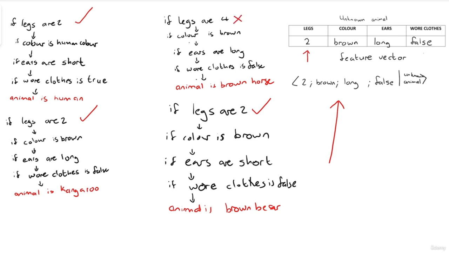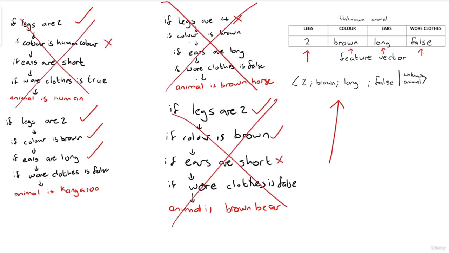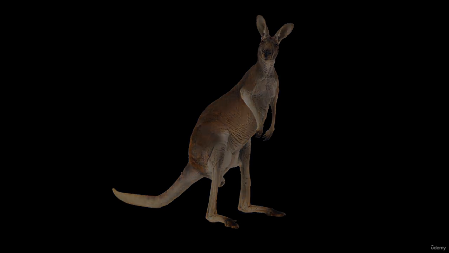Similarly, it cannot be a brown horse or brown bear as it does not meet the requirements for those classifications either. This leaves the unknown animal possibly being a kangaroo. When the unknown animal's features are passed into the system, it shows that it meets the requirements of being classified as a kangaroo, in that the unknown animal has two legs, is brown, has long ears, and does not wear clothes. So ultimately, according to the program, we get to the answer that the unknown animal is a kangaroo.